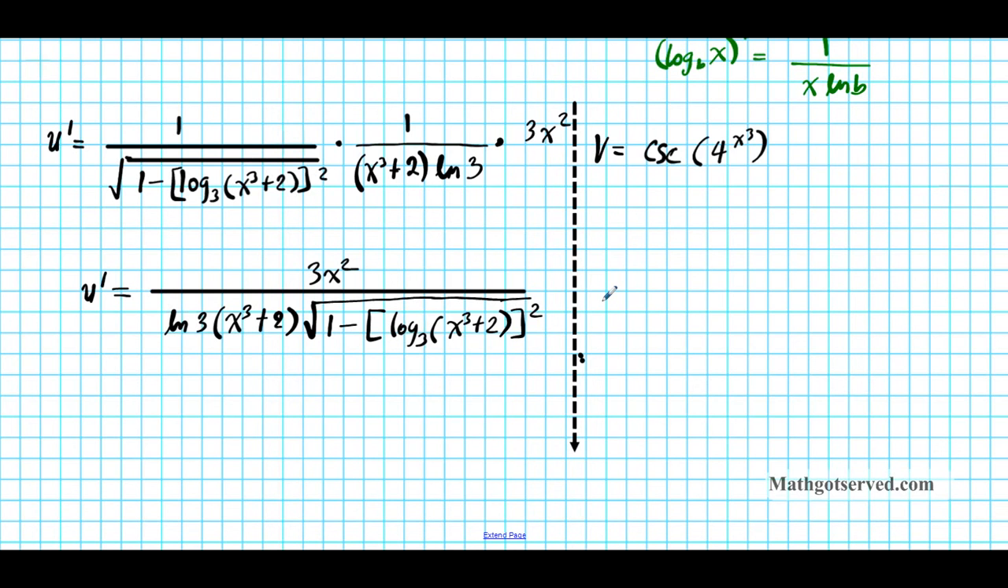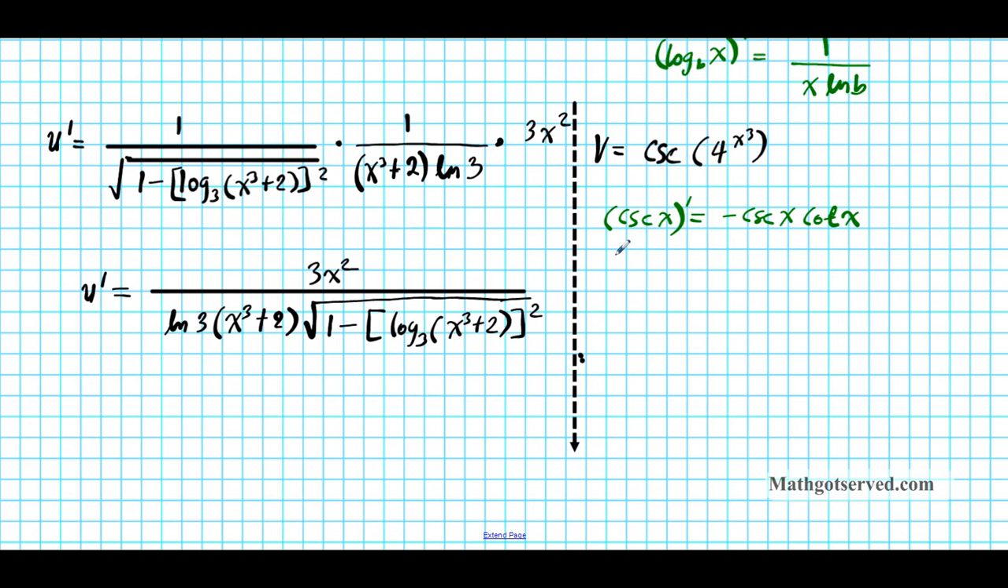To find v prime, we're going to be using the derivative of cosecant and also the derivative of a to the x formula. Let's list the formulas we're going to use here before we find v prime. We know that cosecant x prime is equal to negative cosecant x cotangent x.